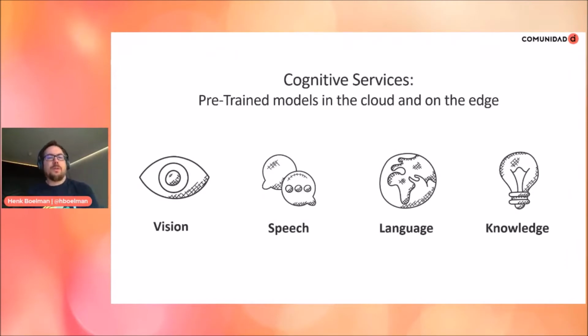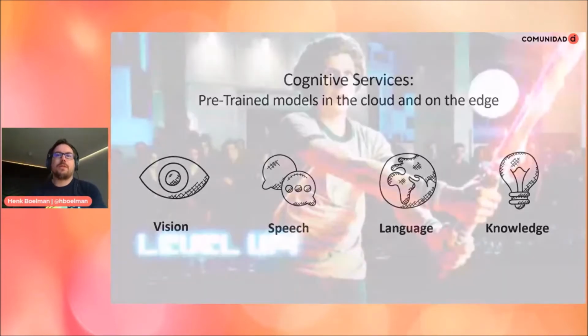These cognitive services are divided into four areas. So there is vision, speech, language, and knowledge. There is vision to make your application see. There is speech to make your application listen and talk back to you. There is language to understand what is being spoken. And there is knowledge if you want to tap into the big brain of the internet.